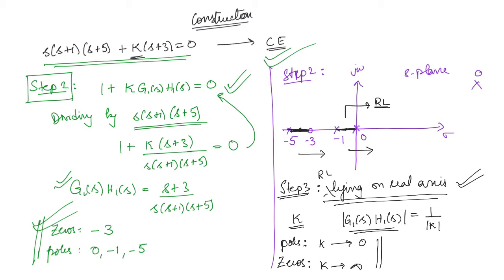Now beyond -5, if you take any point beyond -5, there will be one pole at -5, 1 zero at -3, and 2 poles here. So 3 poles and 1 zero, that is 4. It is an even number, so any point beyond -5 will not lie on the root locus.